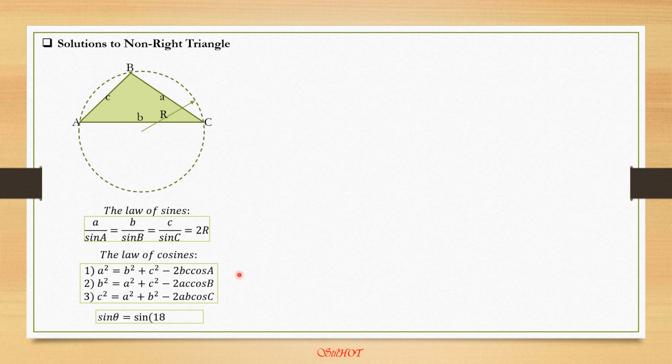Then sine theta is sine of 180 degrees minus theta. I always emphasize this because you will always encounter that. The sine of any angle is equal to the sine of its supplement. Sine of 30 is 1/2. Sine of 150 is also 1/2.